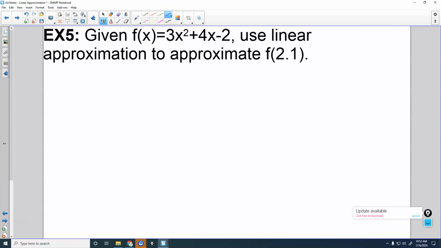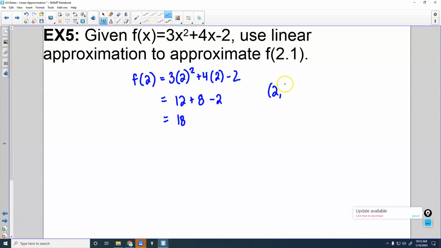So if I want the linear approximation, I need to find the equation of the tangent line at the closest point that I can do easily without a calculator. What would that be for 2.1? 2. All right, so we're going to use x equals 2. So we're going to find f of 2, which is going to be 3 times 2 squared plus 4 times 2 minus 2. So that is 4 times 3 is 12 plus 8 minus 2, which is going to give us 18. So we got the point (2, 18) for our point of tangency.